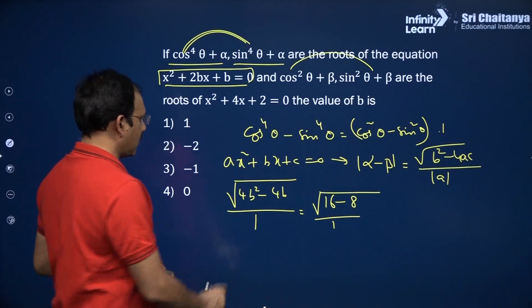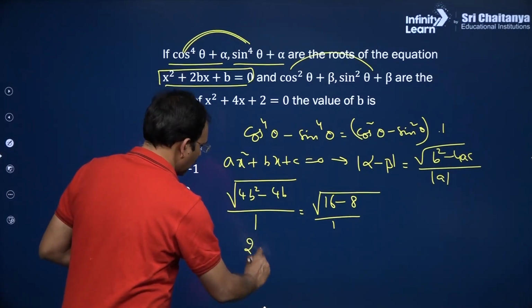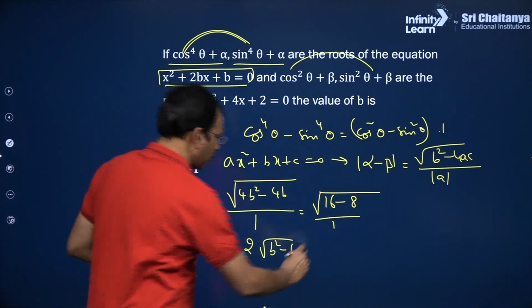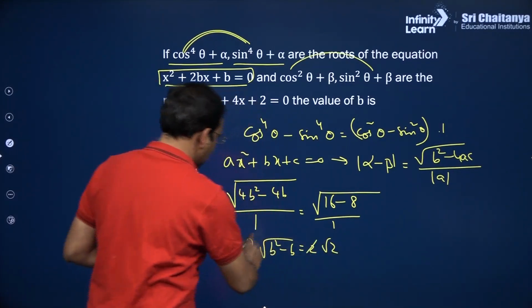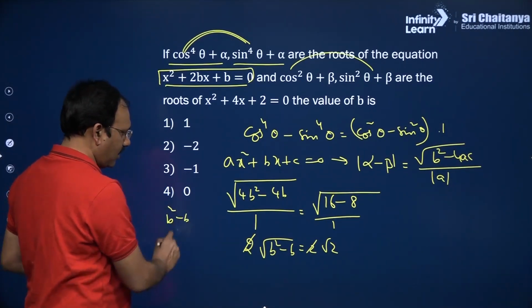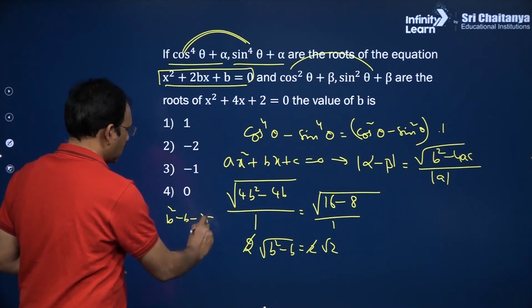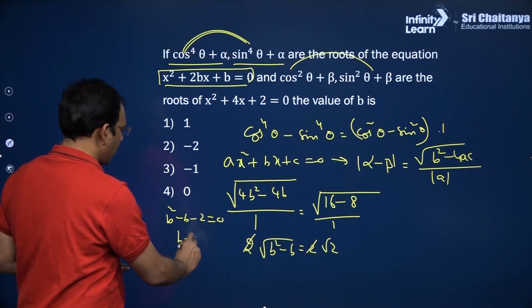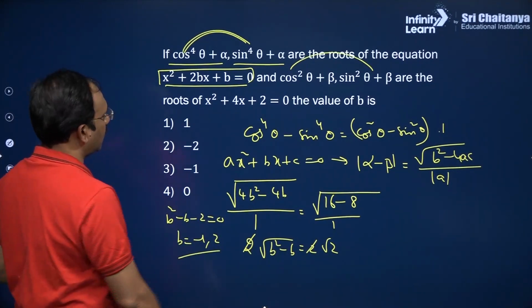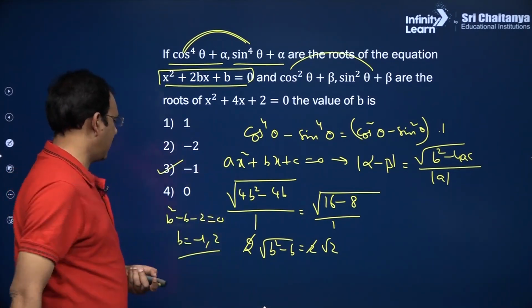So, my dear friends, you can say 2 into root of b square minus b is equal to 2 root 2. Yeah, you can solve this, my dear friends. You are going to get b square minus b is equal to 2 minus 2 equal to 0. B is going to be minus 1 comma 2, my dear friends. Minus 1 comma 2, so you can take minus 1 is available.